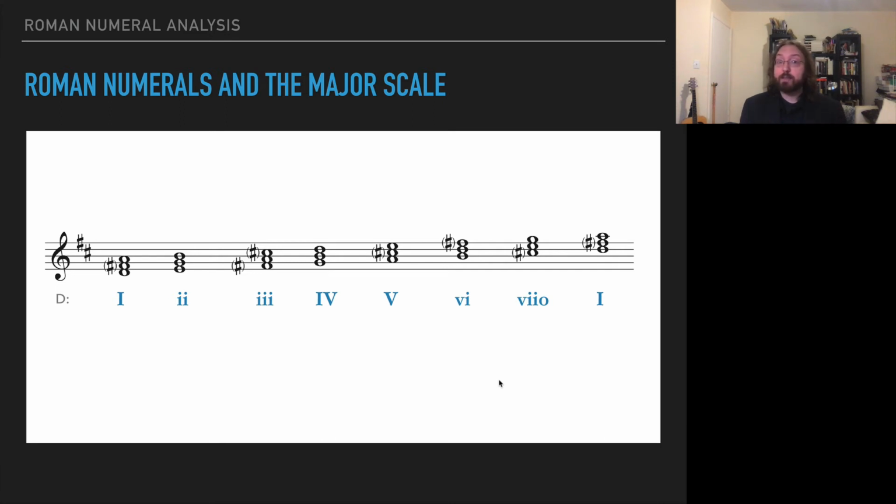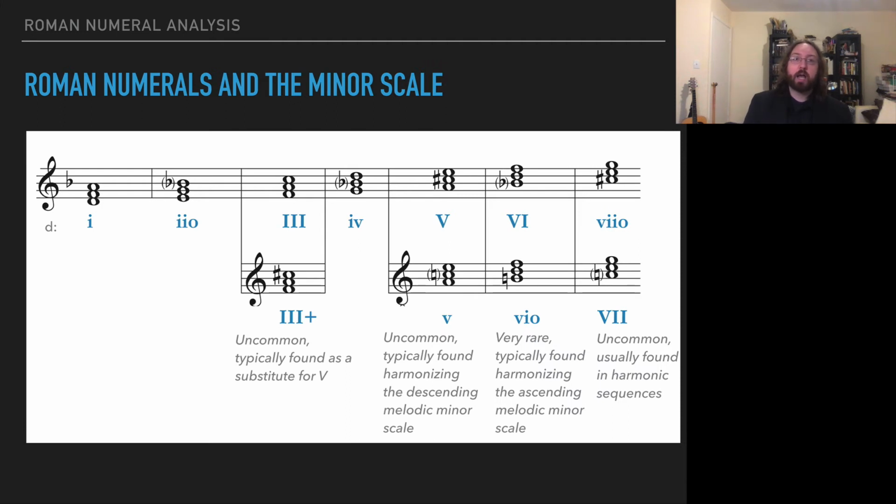Now, take a deep breath because the minor mode will look slightly more complicated. The upper line represents the chords that we will see most often in the context of the minor mode. Note here we are in D minor. I have indicated the key.